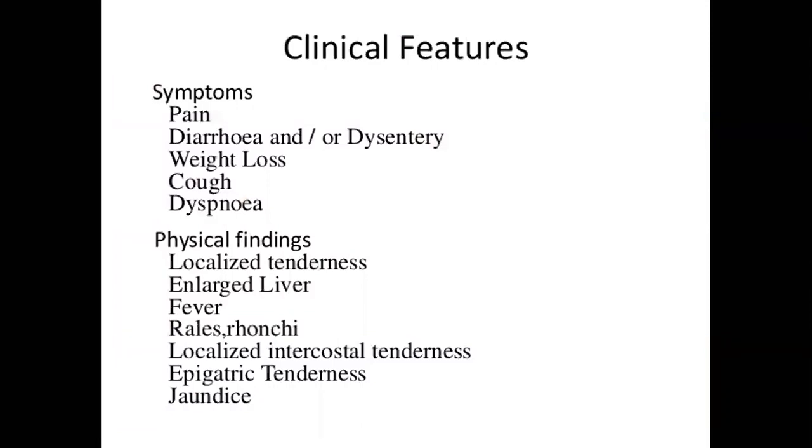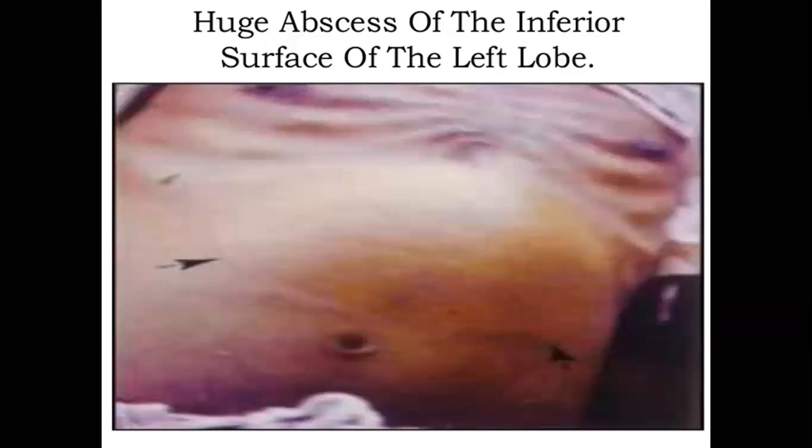Now, what are the clinical features? They can present with many symptoms like pain, diarrhea, dysentery, weight loss, cough, and dyspnea. The physical signs we're going to look for are localized tenderness, enlarged liver, fever, rales and rhonchi in the chest, localized intercostal tenderness, epigastric tenderness, and it might often present with jaundice. Now, this is the surface of the left lobe where it is presenting.